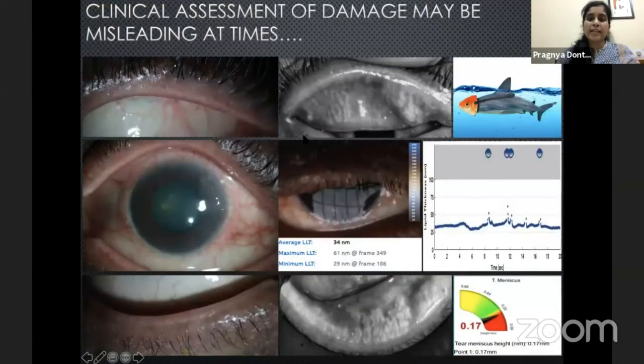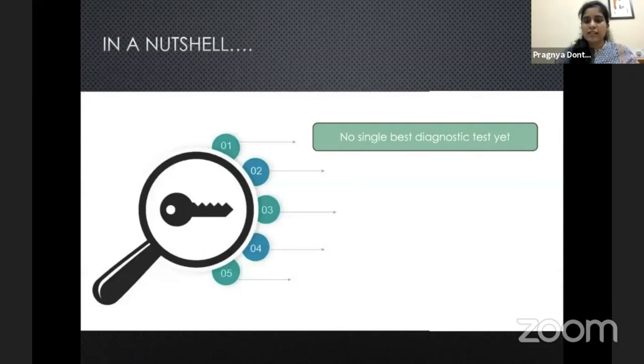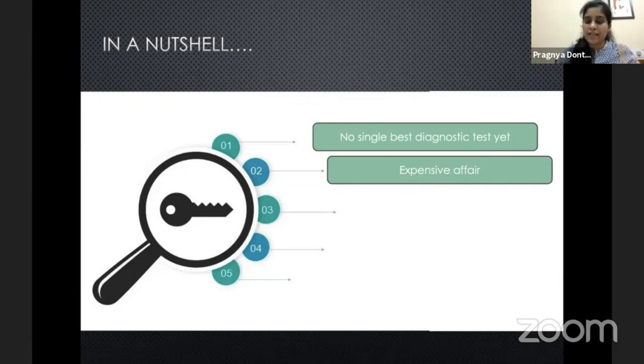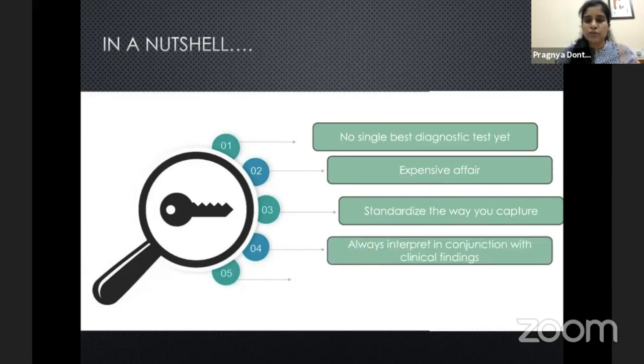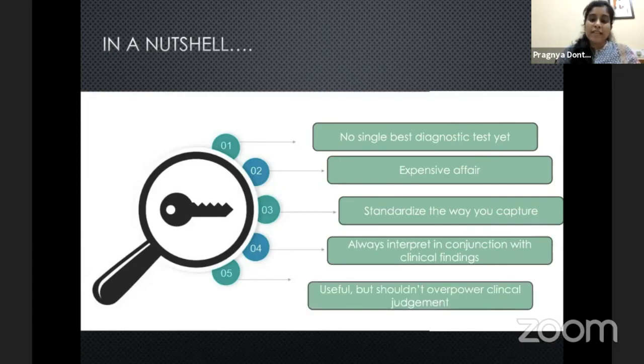And also it, I think, is very important in some cases of ocular rosacea, where the ocular signs can be very subtle and the lids essentially don't look very bad. But when you go in and do the meibography, it actually shows significant dropout in the glands. So in a nutshell, no single test is still very diagnostic, and all these are very expensive. But then we need to have a very standardized way to capture these in case we tend to do so. And we need to interpret it always in conjunction with clinical findings. And though they're very useful, I think they should never overpower our clinical judgment. And then we should just be using both clinical and these objective assessments together to finally come to a diagnosis.